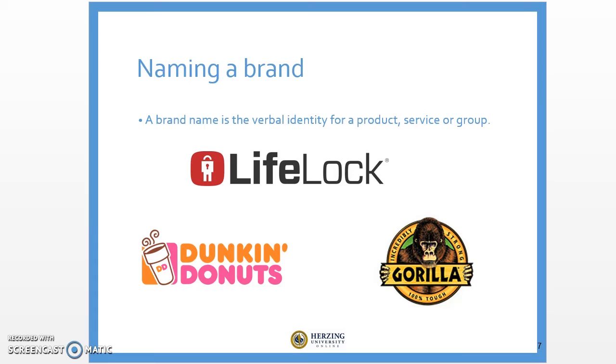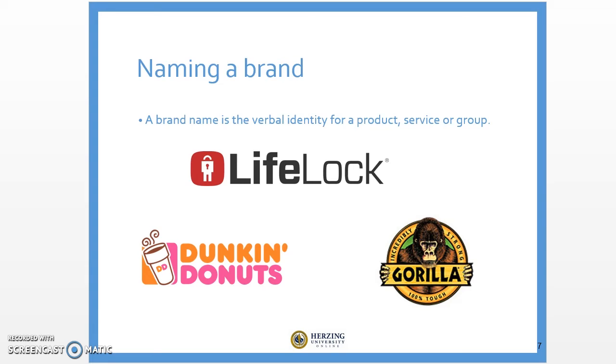Naming a brand. A brand name is the verbal identity for a product, service, or group. As you can kind of see with some of these, they're really particular to get across the message of what that company does, right? LifeLock, right? Well, life and lock put together, it shows kind of security, secure your life and your personal belongings and such. Dunkin' Donuts. It's donuts. They sell donuts. They sell a little bit more than donuts now, but it's really clear in the name what they do.